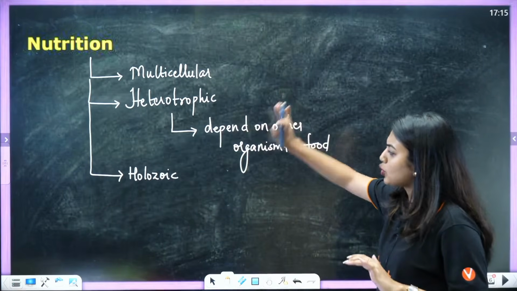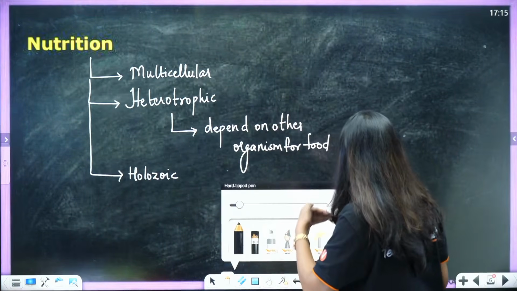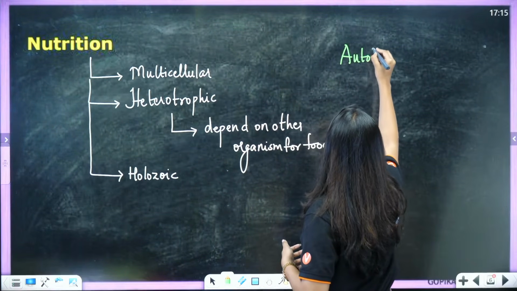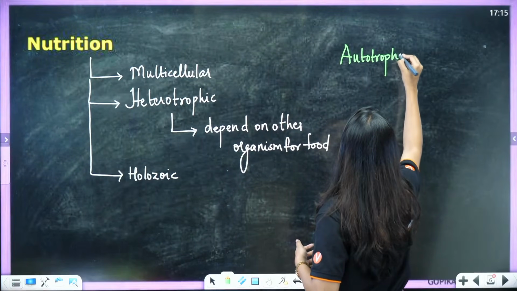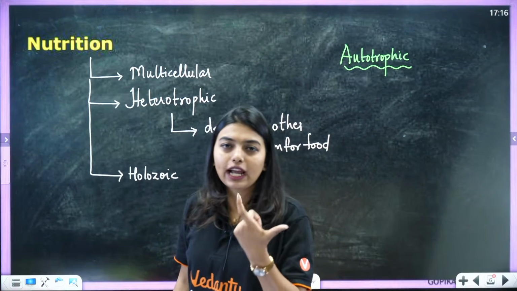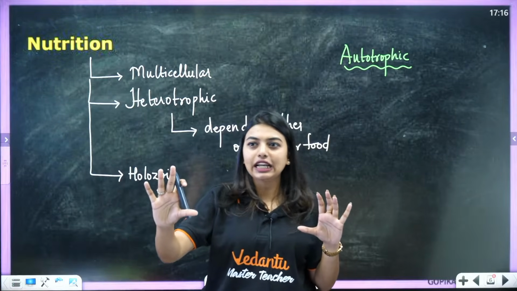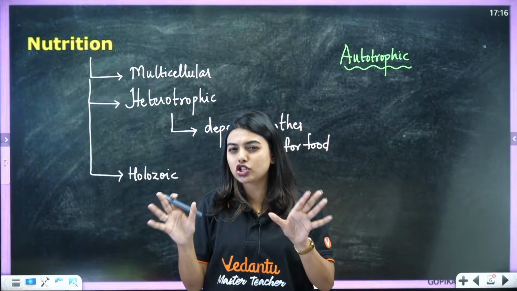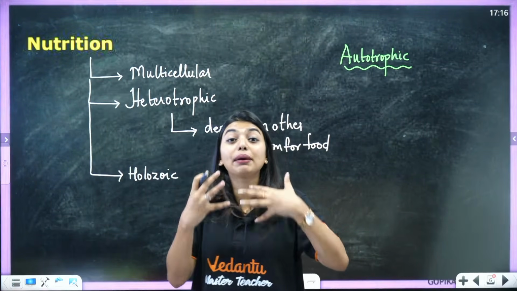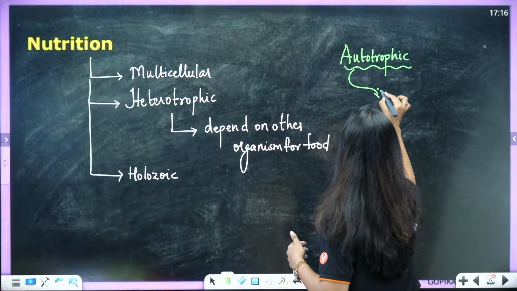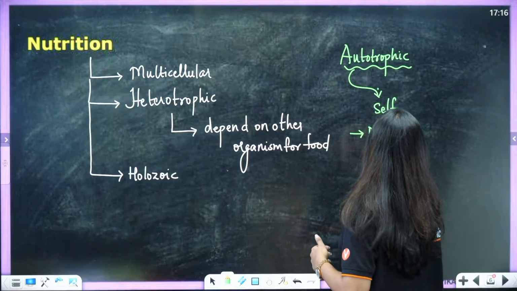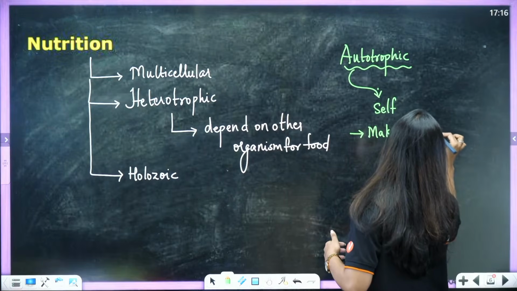Now, multicellular is there, heterotrophic is there, holozoic is there. Now, plants. What about plants? Plants will do something called autotrophic. From the term itself, all of you know. Auto mode, like I always tell you in the phone, if you set auto, everything will be adjusted depending on that, right? Same way, autopilot mode. Everything is done by self. So auto means self. So autotrophic means they make their own food.